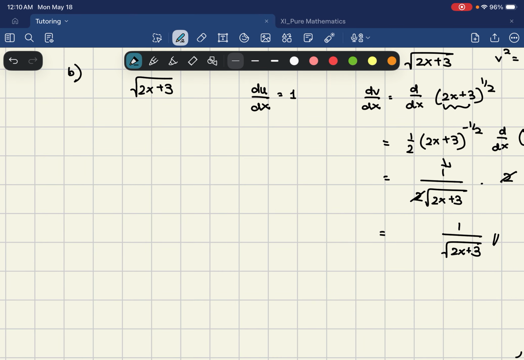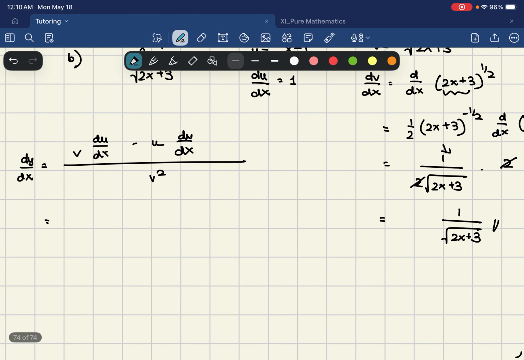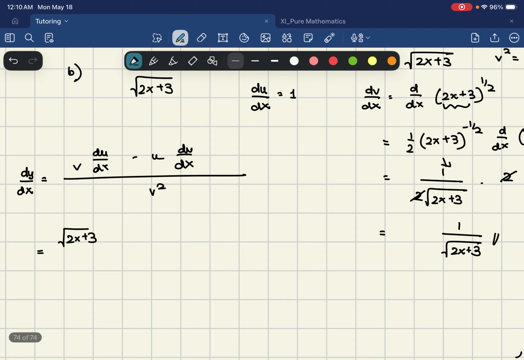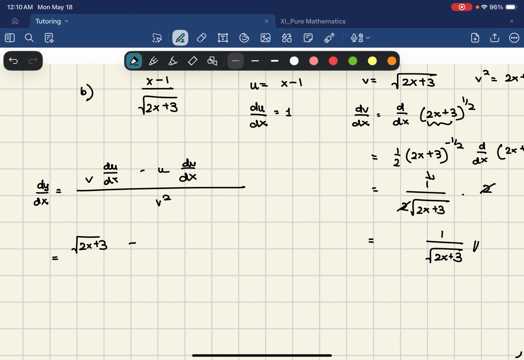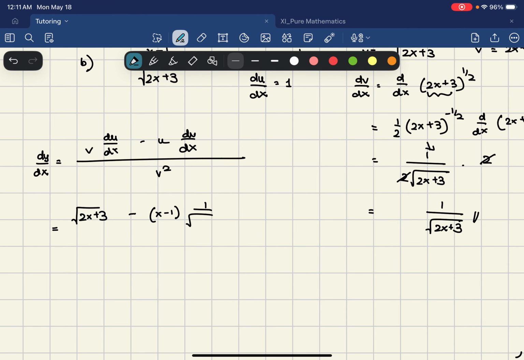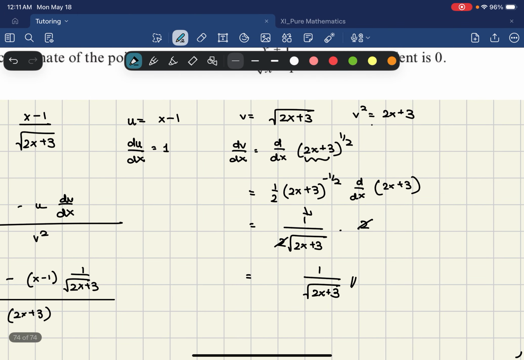All right, so now we can just substitute. dy by dx is v squared, v du by dx minus u dv by dx. So what is v? v is 2x plus 3. du by dx is just 1, so I'm not going to write it down. Minus u is x minus 1. dv by dx is this expression, 1 over square root of 2x plus 3. And my denominator is v squared, so that is just going to be 2x plus 3 from here.